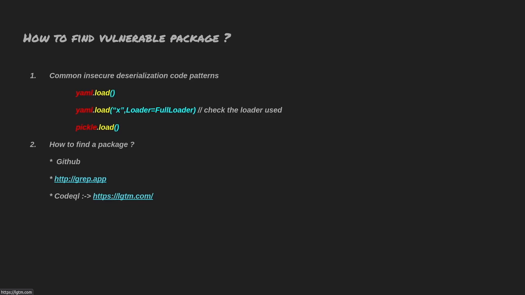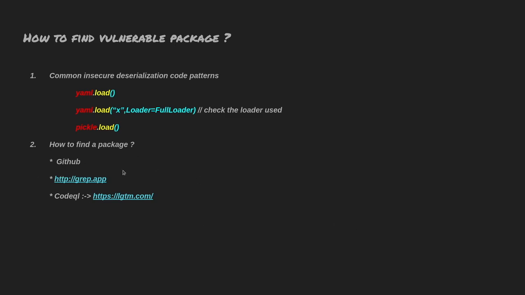So how to find a vulnerable package? Here are the most common insecure deserialization code patterns that usually come with Python packages: YAML with a load function, load with a full loader, and pickle load functions. So let's begin with how to find a package with these common code patterns.